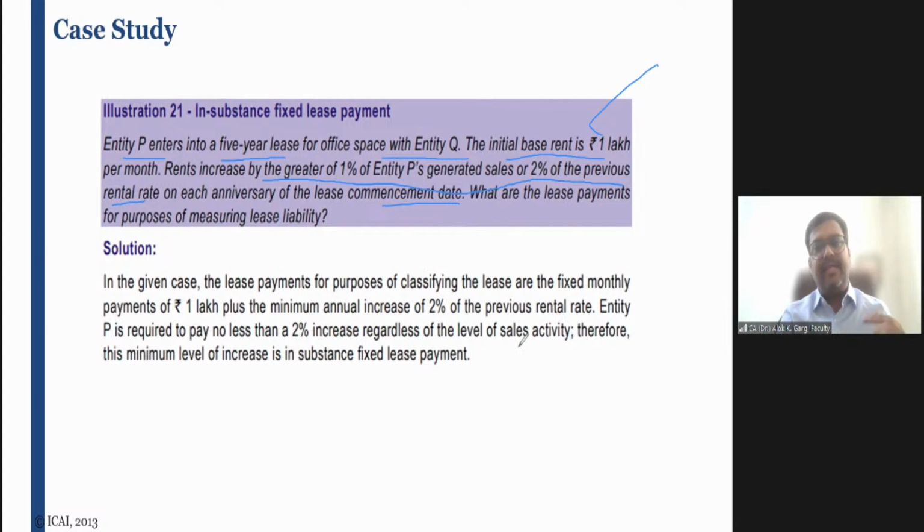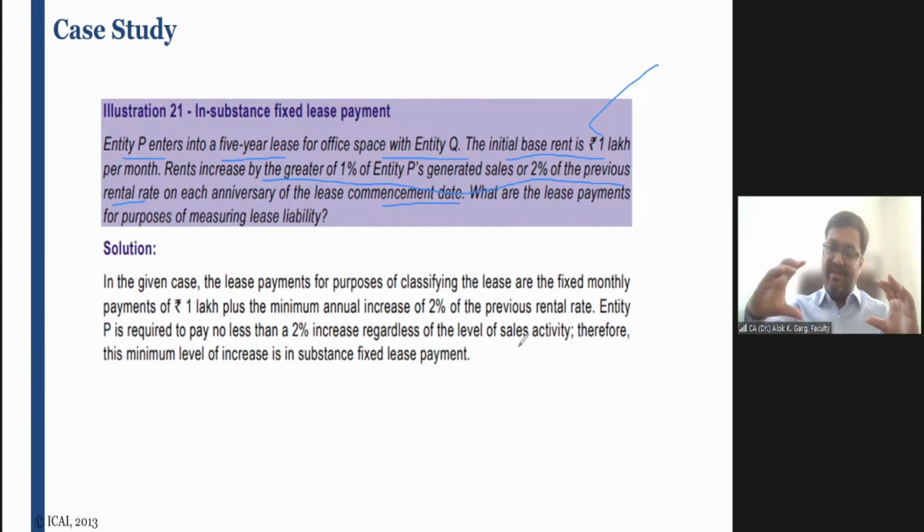Right? Let's take another example. Let's say last year the sale was 3 lakh rupees. So what is my 1% of 3 lakh for the purpose of increase? 1% of 3 lakh comes out to 3,000 rupees. And what is my 2% of previous rent? 2% of 1 lakh is 2,000. So which is higher, 3,000 or 2,000? Of course, 3,000 is higher. So the increase is 3,000.